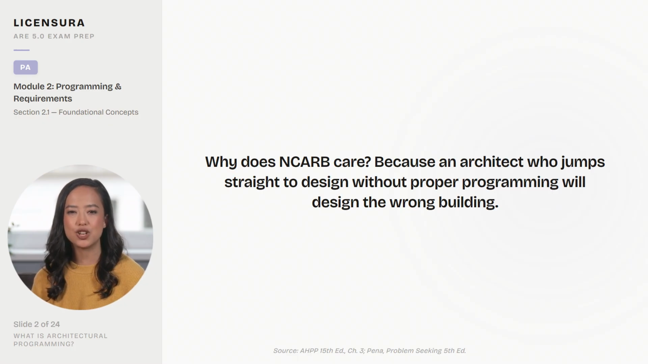Why does NCARB care? Because an architect who jumps straight to design without proper programming will design the wrong building. They will solve a problem that does not exist while ignoring the one that does. Programming protects the public by ensuring the building actually meets real needs.